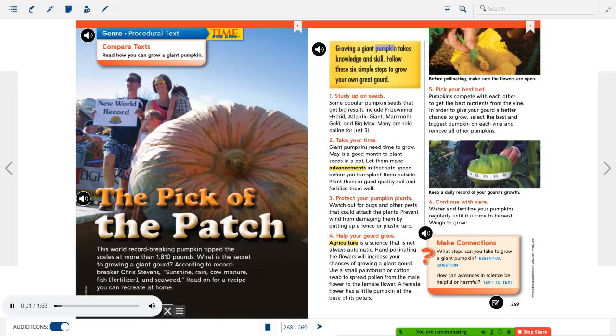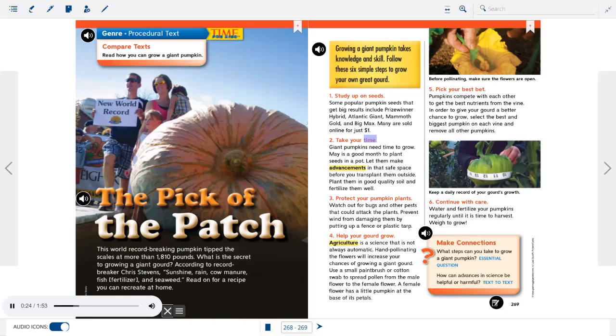Growing a giant pumpkin takes knowledge and skill. Follow these 6 simple steps to grow your own great gourd. 1. Study up on seeds. Some popular pumpkin seeds that get big results include Prize Winner Hybrid, Atlantic Giant, Mammoth Gold, and Big Max. Many are sold online for just $1.